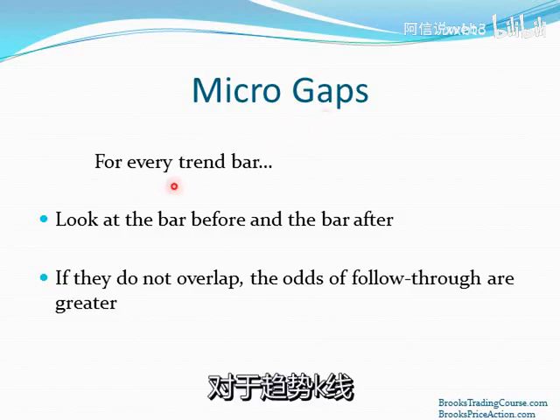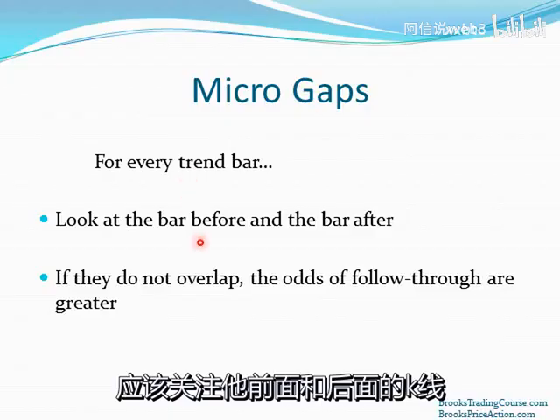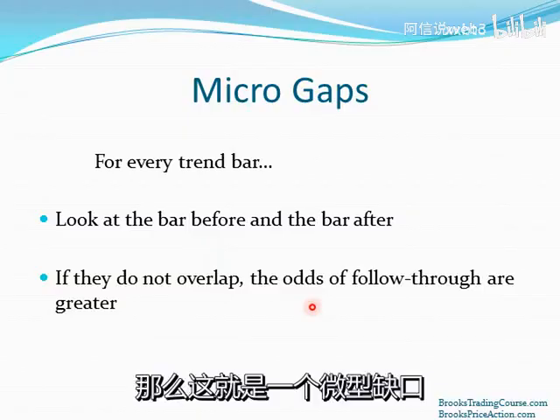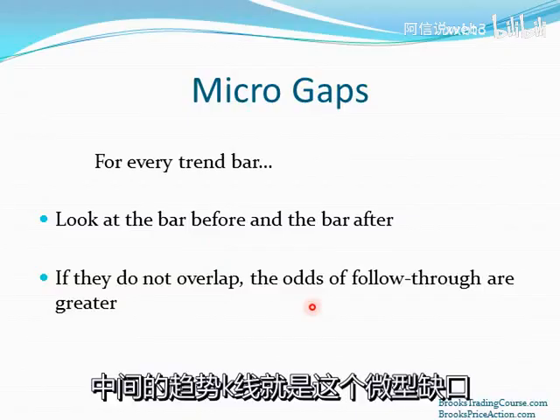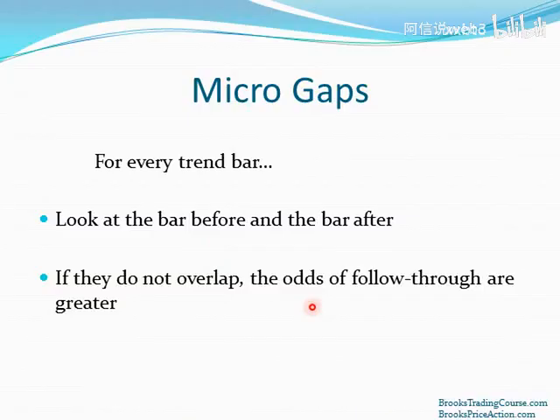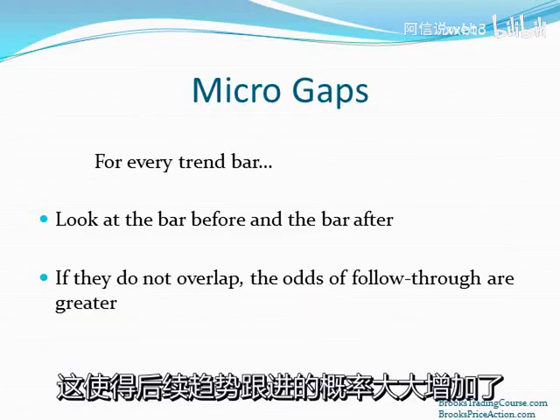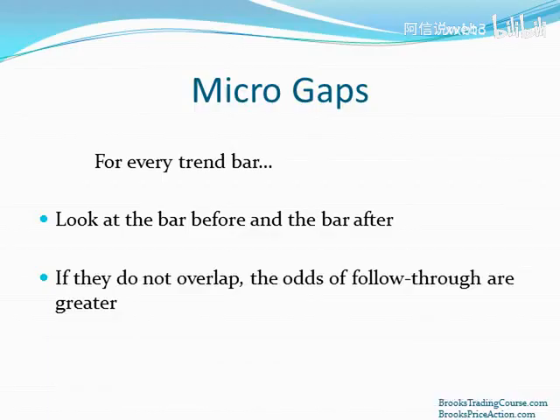Micro gaps. For every trend bar, you always look at the bar before it and the bar after it, and if those two bars do not overlap, you have a micro gap. The trend bar is a micro gap, and it's a sign of pressure. If it's a bull trend bar, it's buying pressure. If it's a bear trend bar, it's selling pressure, and it increases the chances that there'll be follow through in the direction of that trend bar.